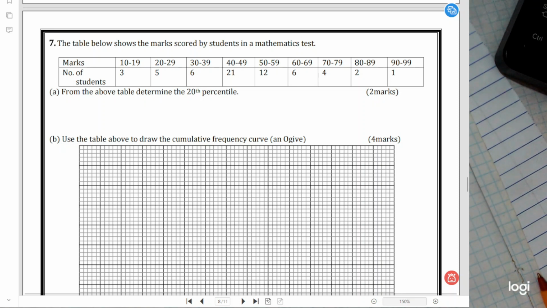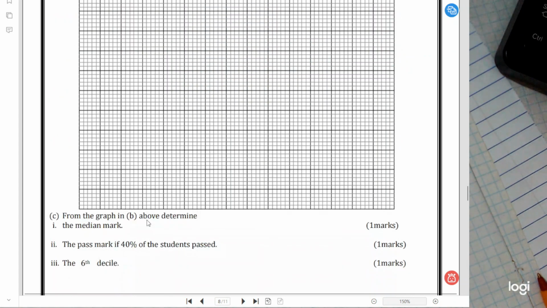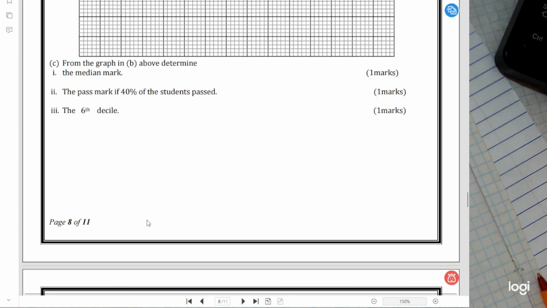B, use the table above to draw the cumulative frequency curve, also known as the Ogive curve. You are given the grid there to draw. Then part C of the question, from the graph in B above, determine 1, the median mark, then 2, the pass mark if 40% of the students passed, and the last one, the sixth decile.